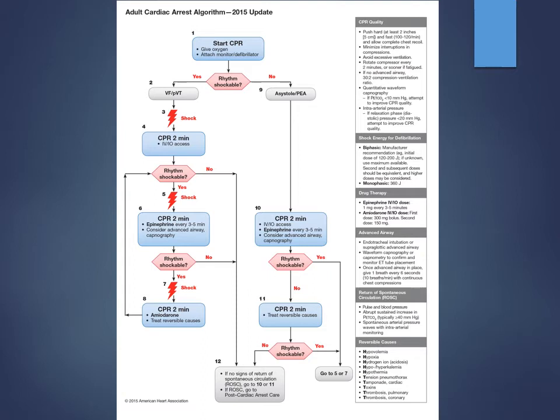But anyway, not to put a dour mood on the topic, but when you're actually coding the patient, epinephrine every 3 to 5 minutes. If you have a shockable rhythm, you can shock it, and if that's not working, then amio is the drug to go to. Okay.